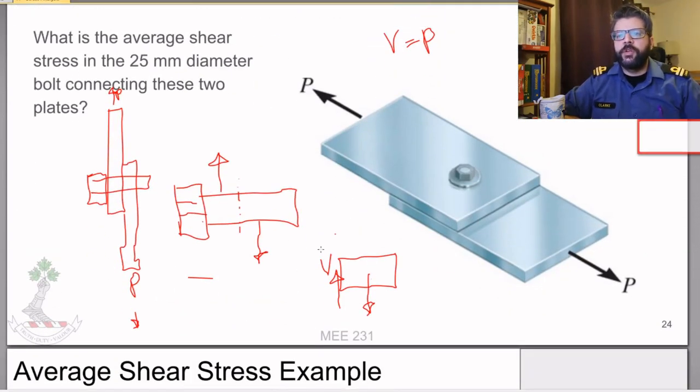So the shear load here is just our V is equal to P, so therefore our tau is always our V over A, which in this instance works out to P divided by pi times the diameter squared, all divided by 4, because we're working with diameters, not radiuses.